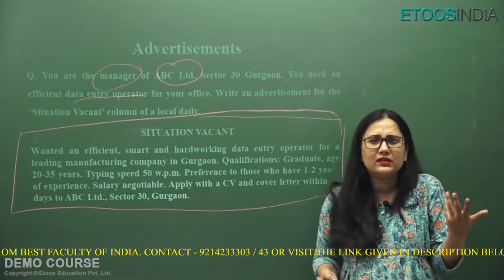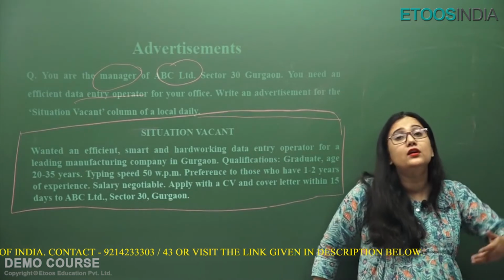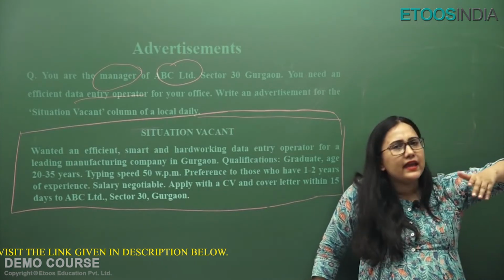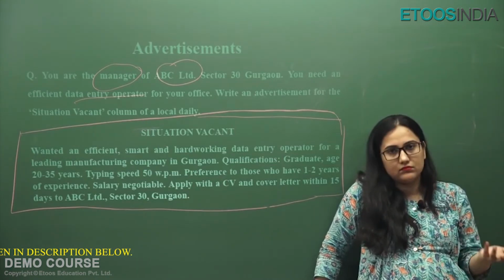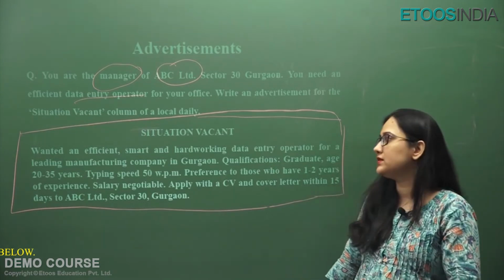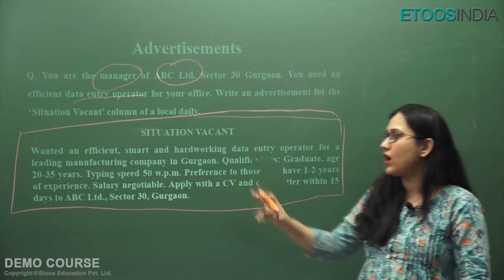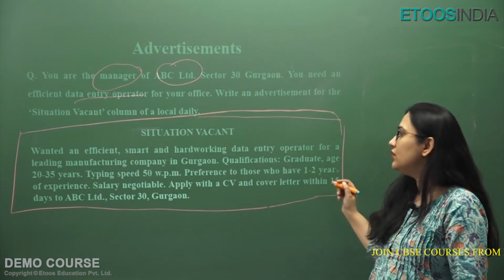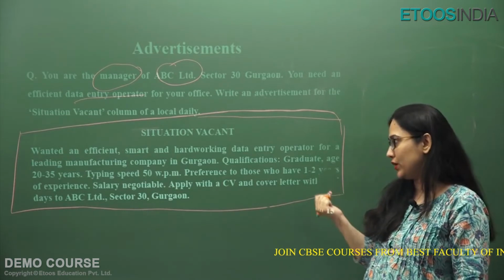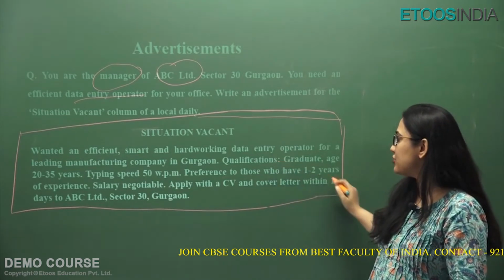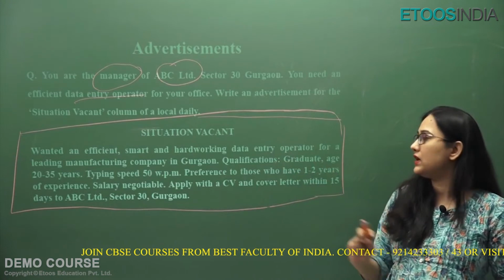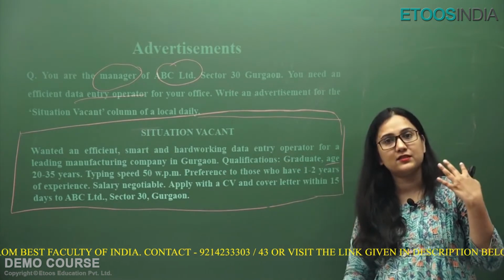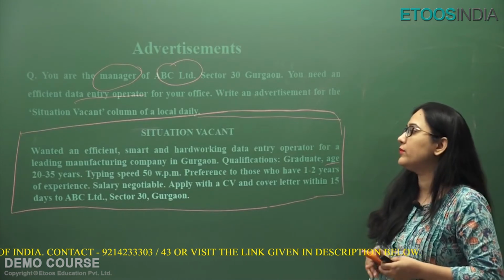Say you need an employee. You will specify education, experience, age, things like this, which you look for in a person. So you will write: wanted an efficient, smart, hardworking data entry operator for a leading manufacturing company in Gurgaon. The qualification is mentioned here: graduate, he should be a graduate. And you have also mentioned the age, because you don't want somebody very experienced, maybe you don't have the budget for that kind of a person.